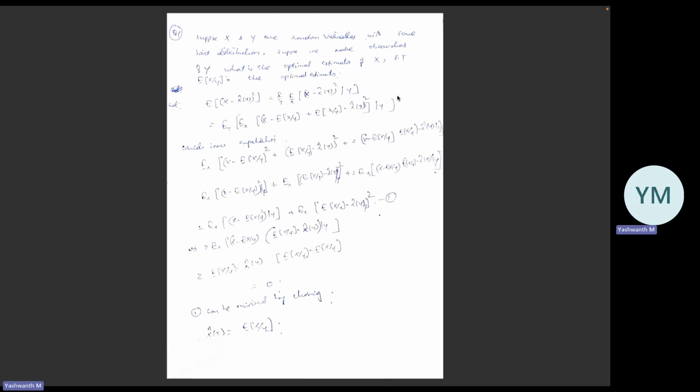We will discuss a few problems on conditional expectations and stochastic process. So the first problem is, suppose x and y are random variables with some joint distribution. Suppose we make an observation y. What is the optimal estimator of x given y? We need to show that E of x given y is the optimal estimator in mean square sense.